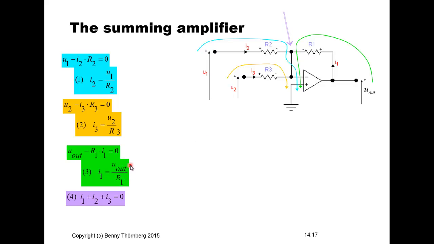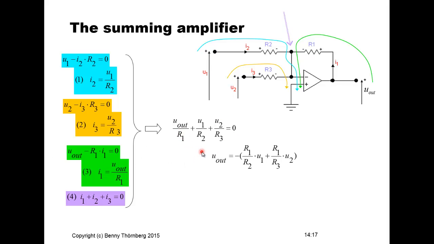And since we have been solving for I2, I3 and I1, then we can use the first equations 1, 2 and 3 and make a substitution into the fourth, last equation. And then we end up at this result. And now we are supposed to rearrange this equation to solve for U out, which will have this result.